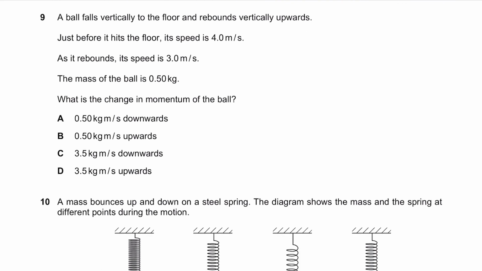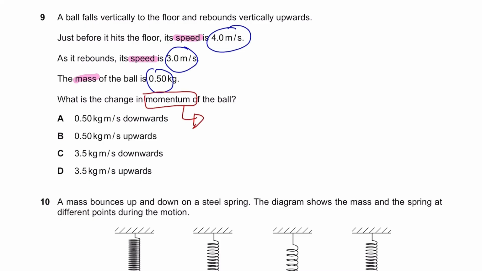Question 9. A ball falls vertically to the floor and rebounds vertically upwards. Just before it hits the floor, its speed is 4 meters per second. As it rebounds, its speed is 3 meters per second. The mass of the ball is 0.50 kilograms. Okay, I shouldn't be circling the numbers. I should actually highlight the type of values that are given: initial speed, final speed, and the mass. What is the change in momentum of the ball?